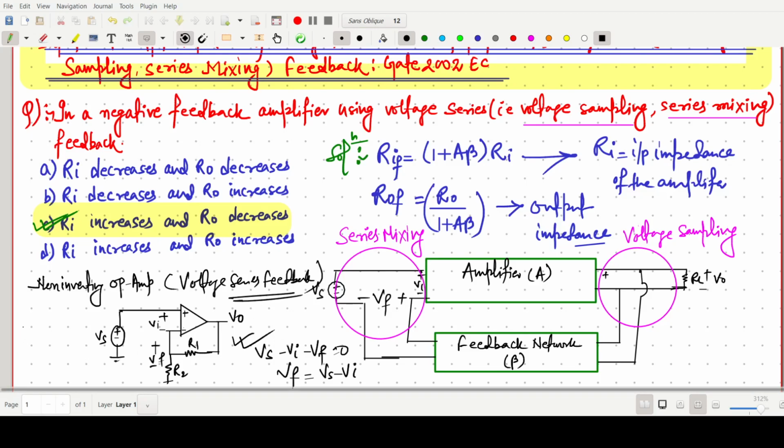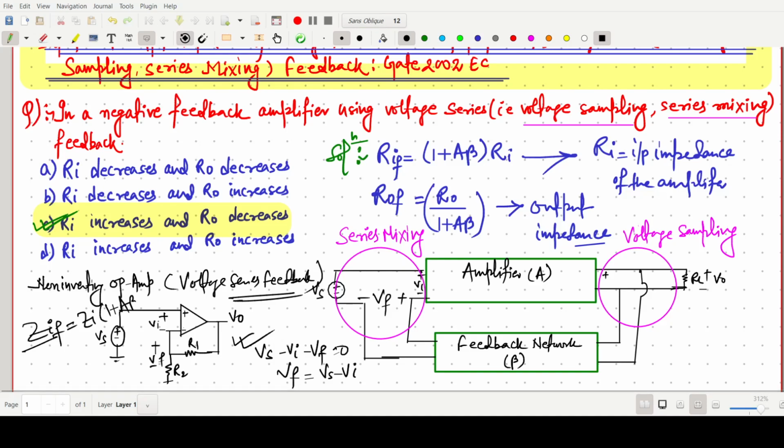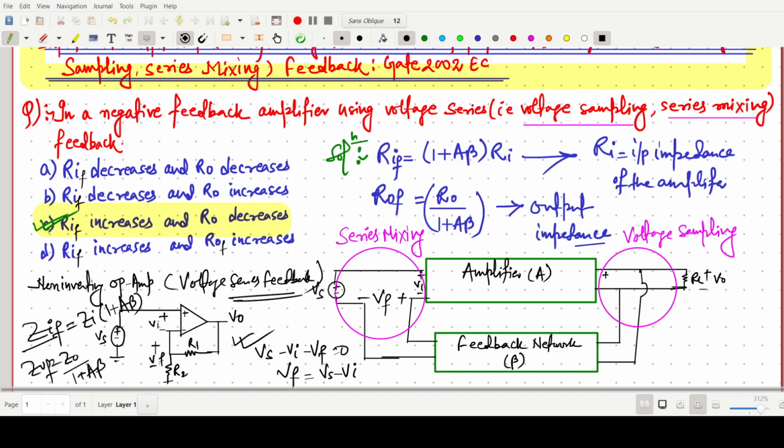In this case also the input impedance ZIF will increase, which is Zi into 1 plus A beta, and Z naught with feedback will be Z naught by 1 plus A beta. Here some notation is there, but for simplification we can also write RIF and R naught F. No need to be confused, because Ri is there, so I am just writing with feedback. So one can answer that Ri increases. So this one is the correct answer.